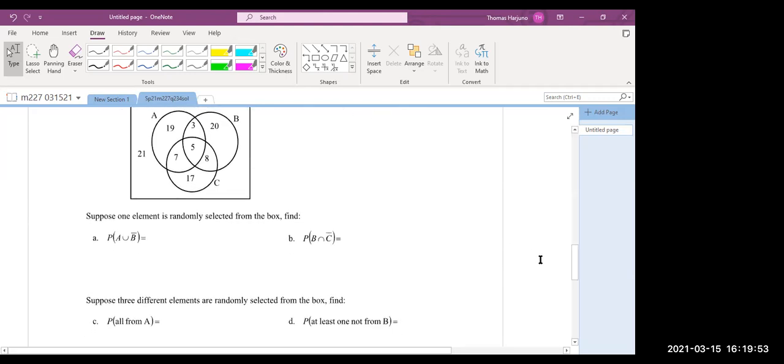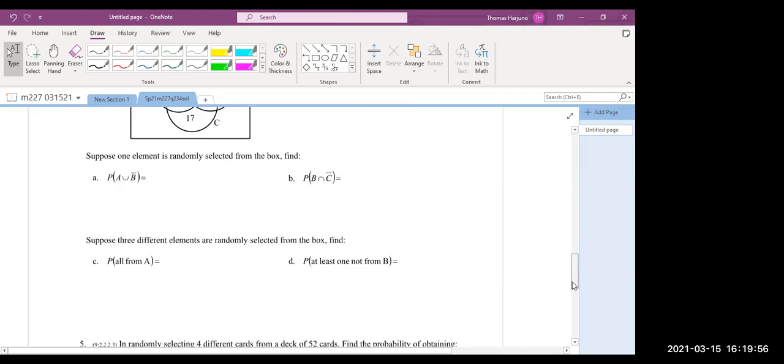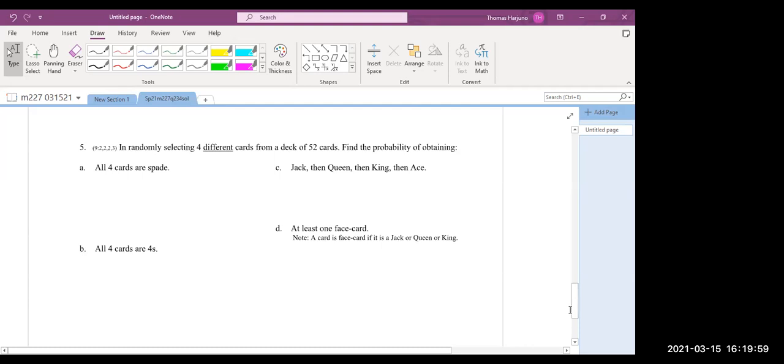Okay, so I guess you were referring to number 4 CD and number 5, right? Okay, now let's do number 5 first. This number 5, we have 52 cards and 13 of them are spades. Now the keyword is the word different here. Different cards means whatever card we get, we don't put it back in the deck. If we put it back, it may get reselected. You see? So after we pull it out, we set it aside before we take another card.